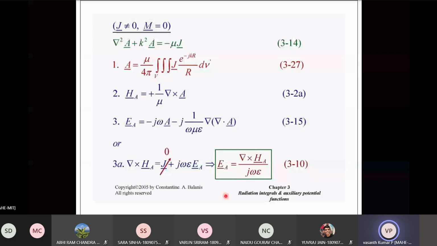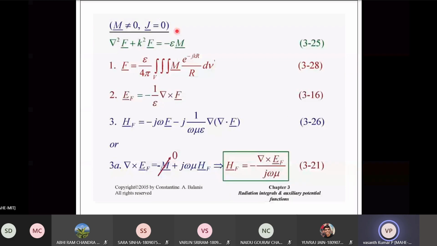So similarly, M not equal to 0 and J is equal to 0. We have this solution like this. E_F is equal to minus 1 by epsilon curl of F. H_F is given by this. Or there is one more solution. Outside the region of the source, M equal to 0, so we have this equation valid. This is from Maxwell's equation, from Faraday's law for time harmonic fields. So H_F is equal to curl of E_F over j omega mu. This is another way; instead of using this equation, we can also use this equation.